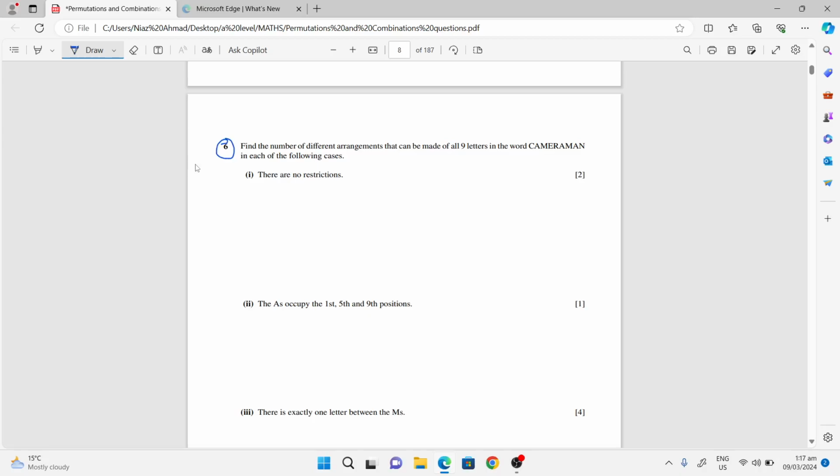Find the number of different arrangements that can be made of all 9 letters in the word cameraman in each of the following. There are no restrictions. When there are no restrictions, you can write the word cameraman. There are 9 letters, so it would be 9 factorial over 3 factorial into 2 factorial, since A comes 3 times and M 2 times. That is 30,240.